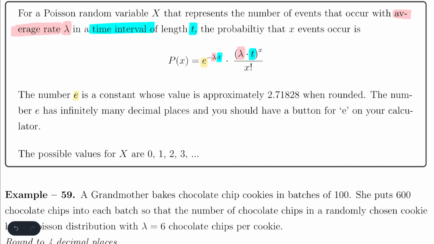is that constant, which is approximated to the first few decimal places, 2.71828 when rounded. Now, e is actually a number that has infinitely many decimal places, and you don't use the rounded version, you use the button e in your calculator. The possible values of x would then be 0, 1, 2, and 3, so once you know the x value that you're looking at, that's what gets replaced here. We've got an x factorial on the bottom of the fraction, and an x here is the exponent. So using this formula, we will be able to calculate the probability that x events occur in a given period of time.